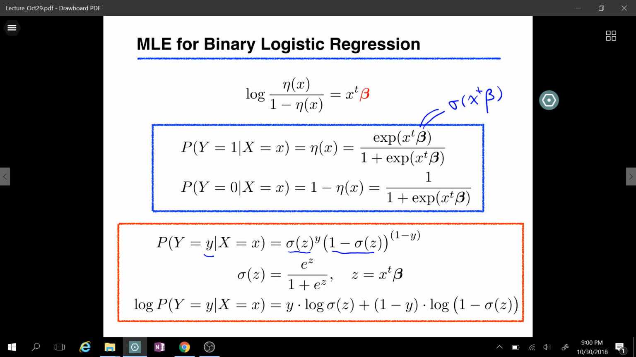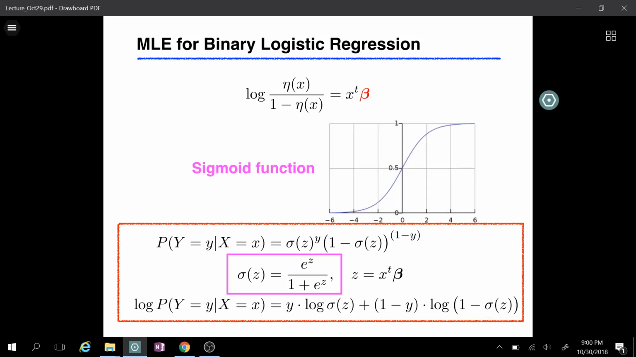Sigma(z) takes this form, e to the power z divided by 1 plus e to the power z, and z is just a shorthand notation for x transpose beta. So we can take the log of this likelihood, and we get the sum of two terms. Depending on whether y is 1 or 0, we're just going to take one of the terms. Let me first explain what sigma(z) is. Sigma(z) is what's known as the sigmoid function. It's S-shaped, ranging from 0 to 1, and z is any real number.